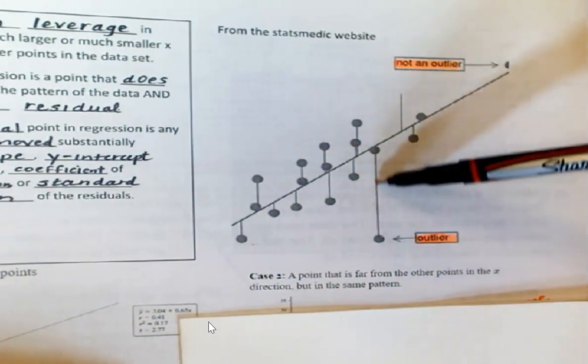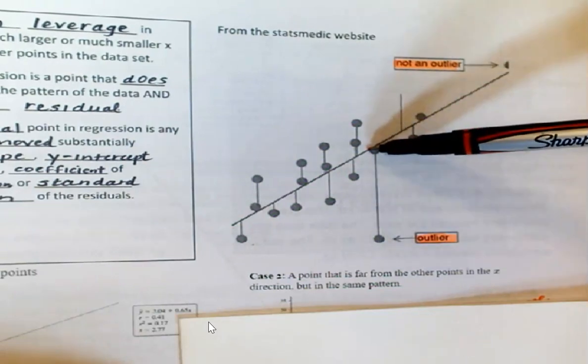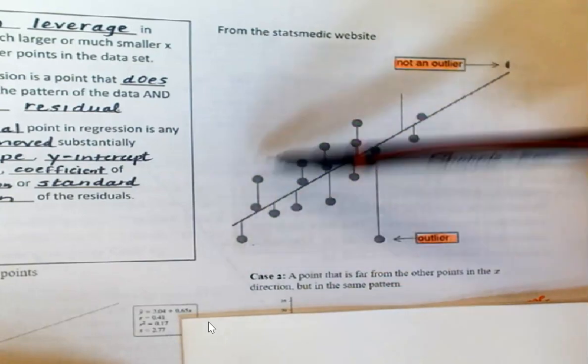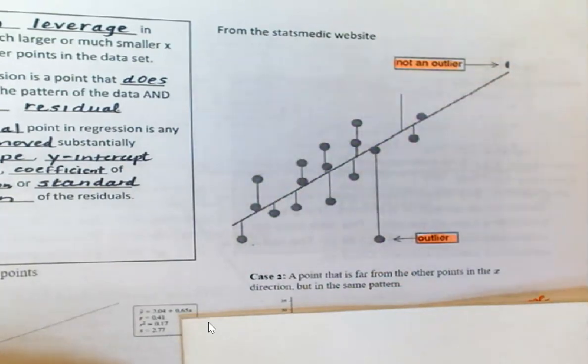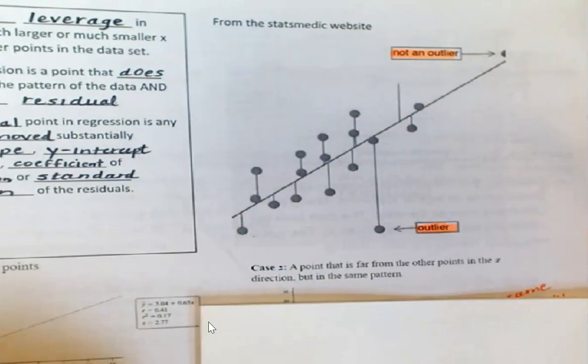This one is an outlier. This is the definition. If you look at it, it would have a very large residual. It doesn't follow the data pattern, and it has a large residual. Okay? This is not an outlier. Like if you look at this point compared to the other data, that would not be an outlier.